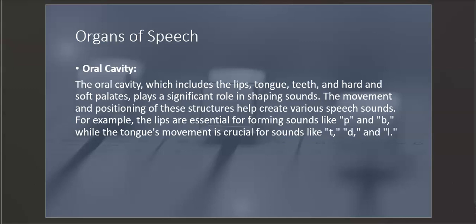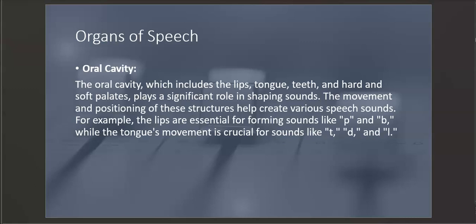For example, the lips are essential for forming sounds like P and B, while the tongue movement is crucial for sounds like T, D, and L. Even in my former classes for kindergarten and grade 1 students, I talked about the pronunciation of sounds and how words are formed. How do we use our lips, our teeth, or our mouth to form words? You find that some sounds are made with the lips, some with the teeth, some with the tongue. It depends on what letter or word you're saying.